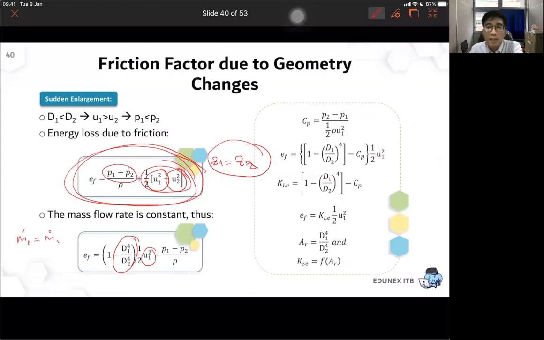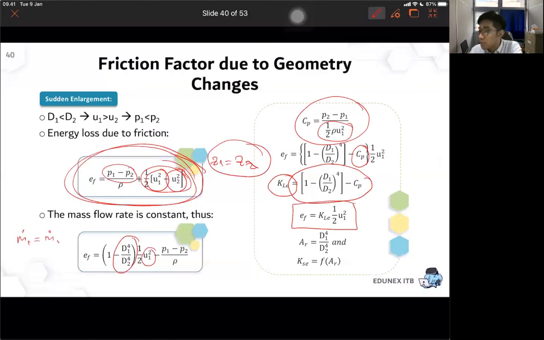Okay, then basically it's just the manipulation of the equation. You introduce the constant called Cp as the delta P divided by this one. So you can put Cp here, and this one you call the constant. So the equation can be changed into this equation. From this derivation, you do not need to memorize the equation. The exam is open book anyway.